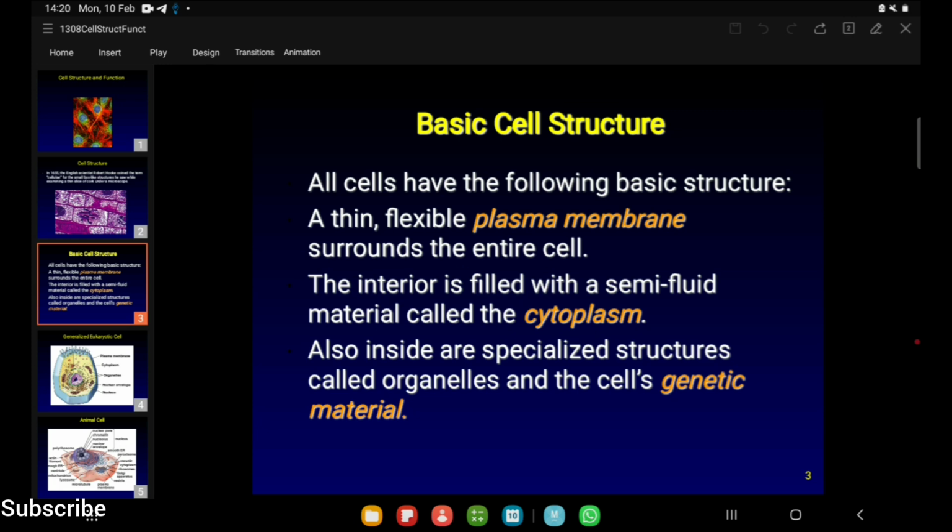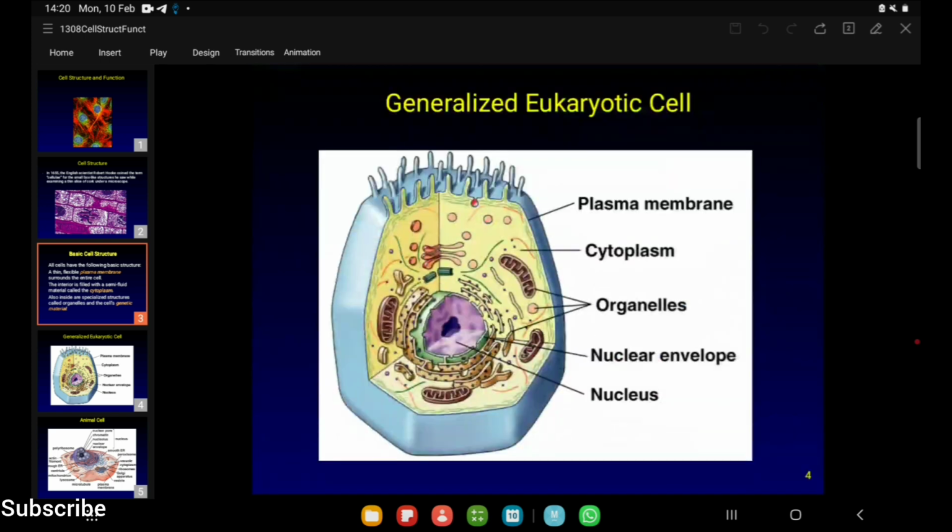A thin, flexible plasma membrane surrounds the entire cell. The interior is filled with the semi-fluid material called the cytoplasm. Also inside are specialized structures called the organelles and the cell's genetic material. Next is the generalized eukaryotic cell. It includes plasma membrane, cytoplasm, organelles, nuclear envelope, and nucleus.